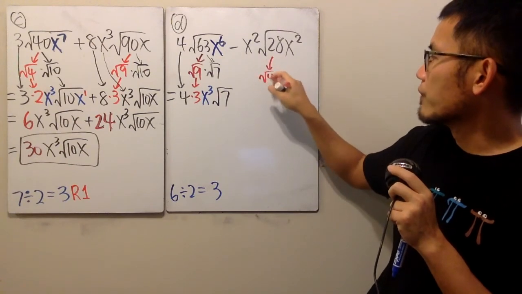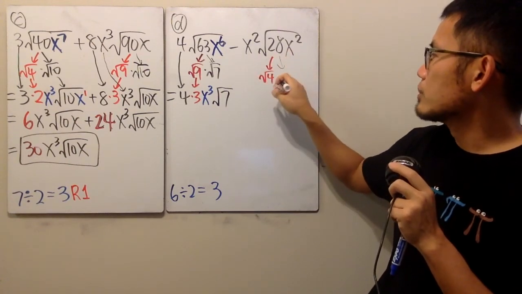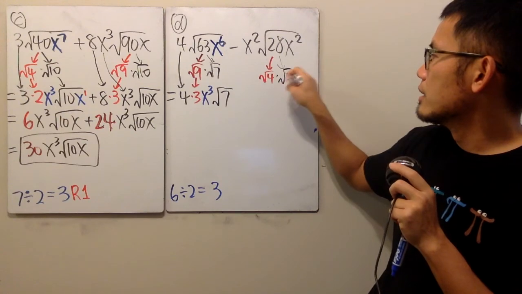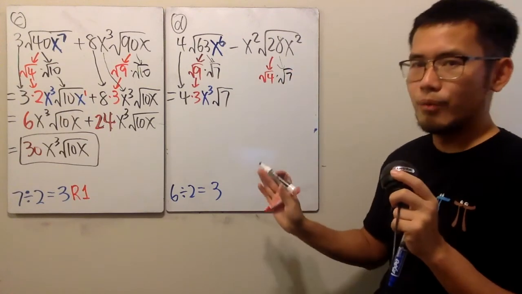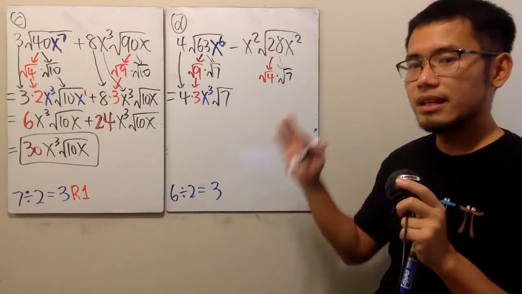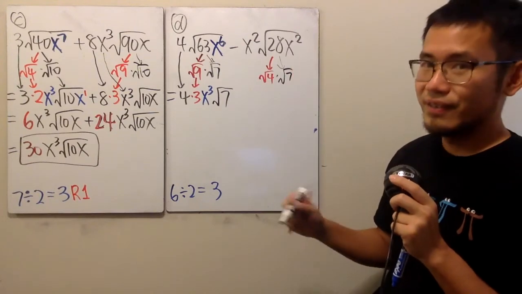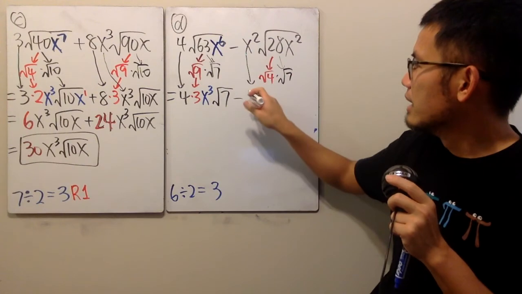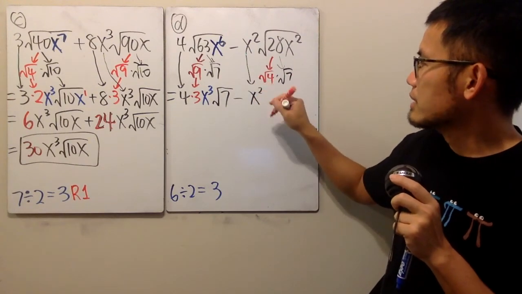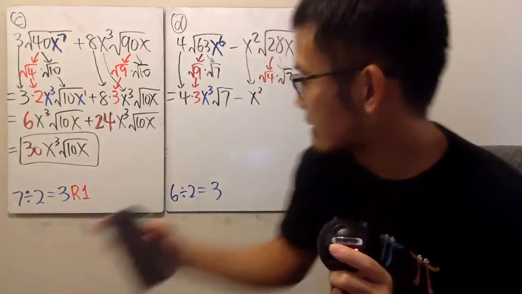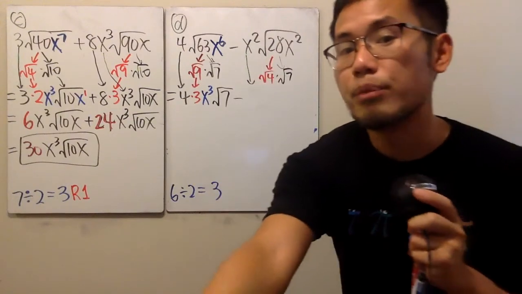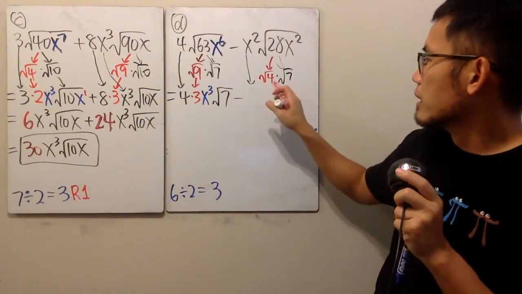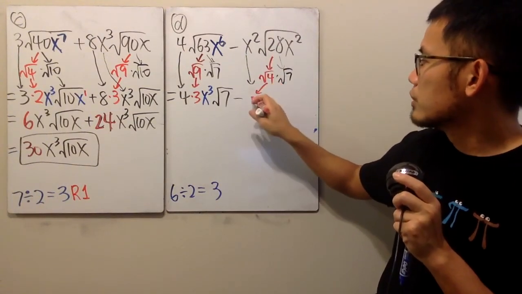Alright, so that's the first part, and then for the second part, square root of 28, we can say this is square root of 4 times square root of 7. Square root of 4, yes, and then times 7 will give us square root of 28. Very nice. So let me bring this down. This is still a minus x squared, and let me write it down like this. We like to have the numbers go first. So square root of 4, this is just a 2.